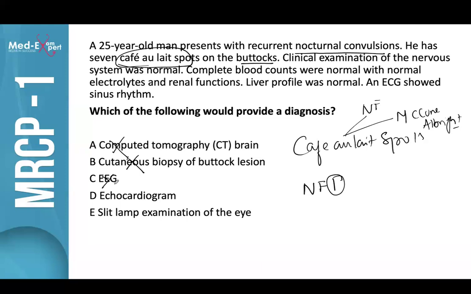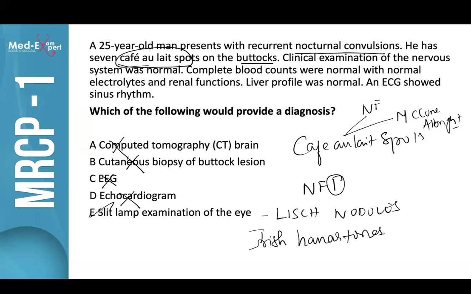EEG: if some person has a seizure, definitely it is going to give some polyspike and wave discharge, dysrhythmias, or discharge from the temporal lobe or frontal lobe. All these things you will find in an EEG. But EEG is still not going to give you a diagnosis. An echocardiogram is obviously not going to help. But slit lamp examination of the eye in neurofibromatosis type 1 will show Lisch nodules. These Lisch nodules are nothing other than iris hamartomas.